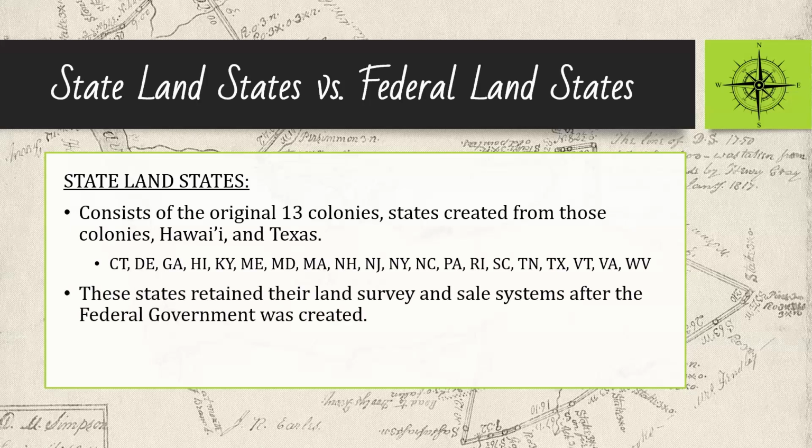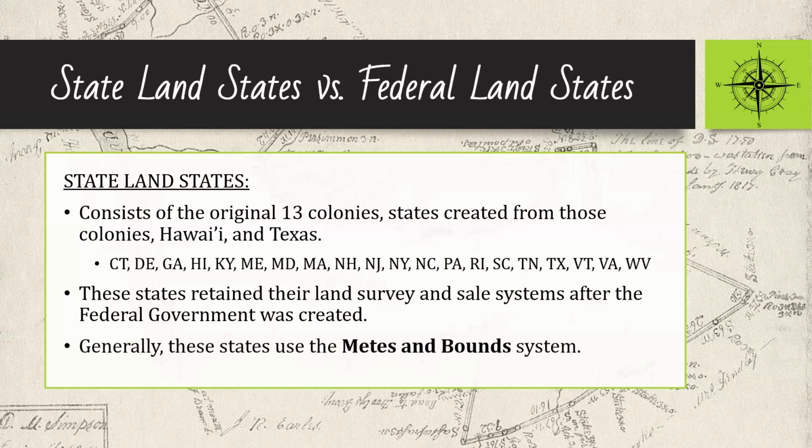So these states retained their land survey and systems after the federal government was created. So when they were colonies initially, and then with Hawaii and Texas, when they were brought into the country, they already had their own system set up. So it didn't really make sense to have them stop doing what they were doing, bring them into this new rectangular survey system and kind of rewrite all of the way that they've been doing their deeds. So they just were like, you know what, we're just going to leave that be. So all of these states are going to be using generally, again, not always in genealogy, right? Generally, you're going to be finding the meets and bounds system with these state land states.